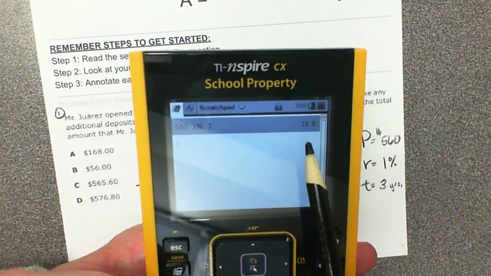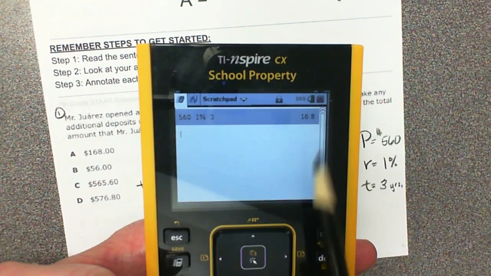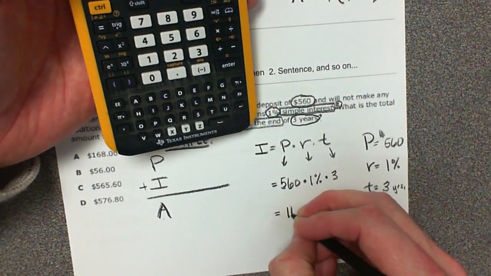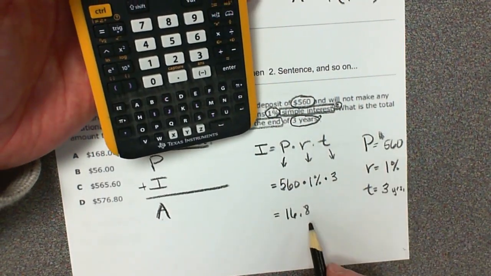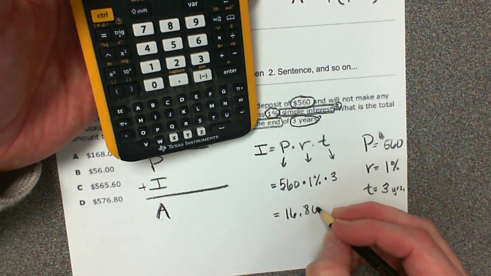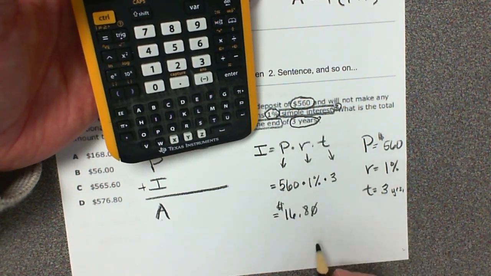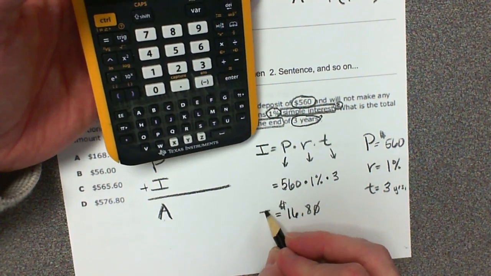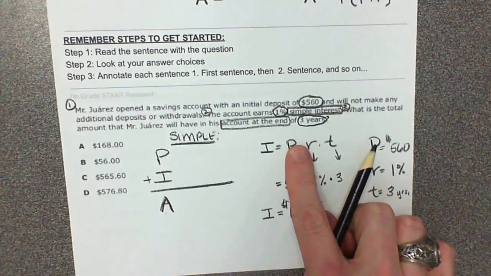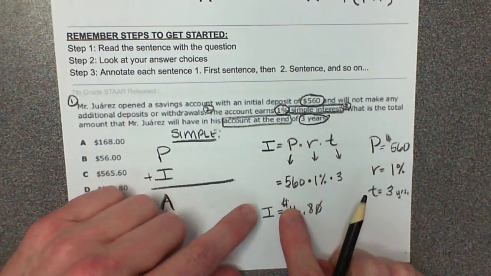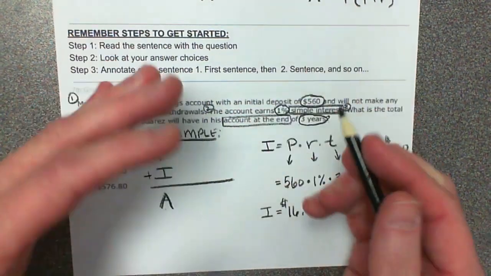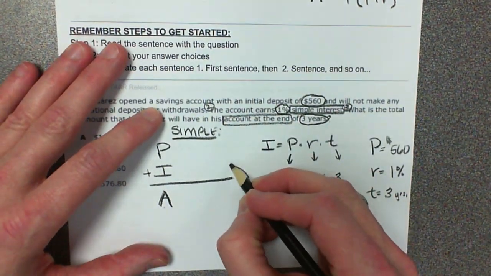Control enter, and it gives me 16.8. Now remember, we're working with dollars and cents. So let's go ahead and add that 0 on so this makes sense. $16.80. What is that? That's my I. Remember, this formula is giving me my I. And so in my total, where does that go? It's going to go right here.